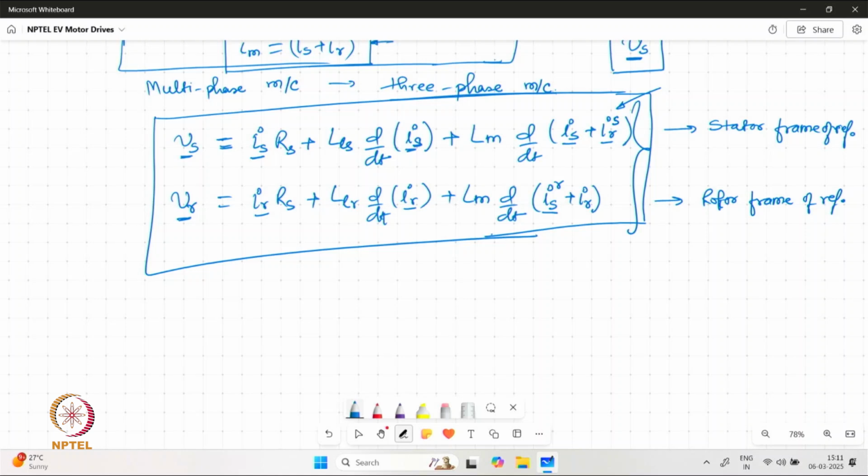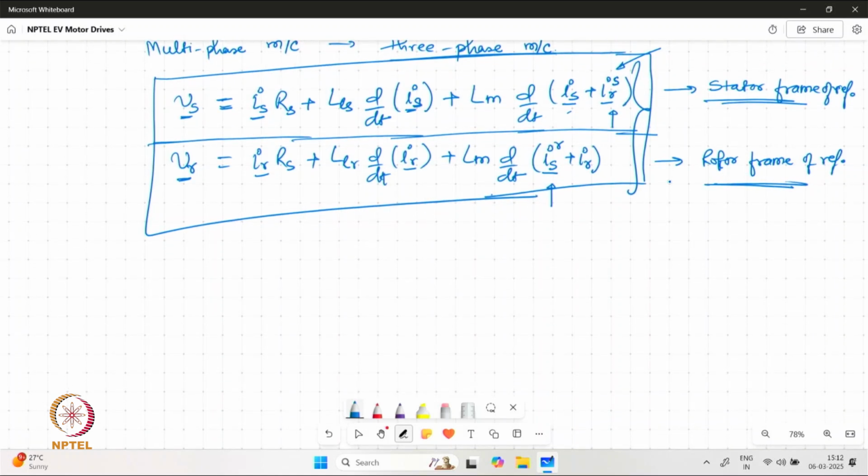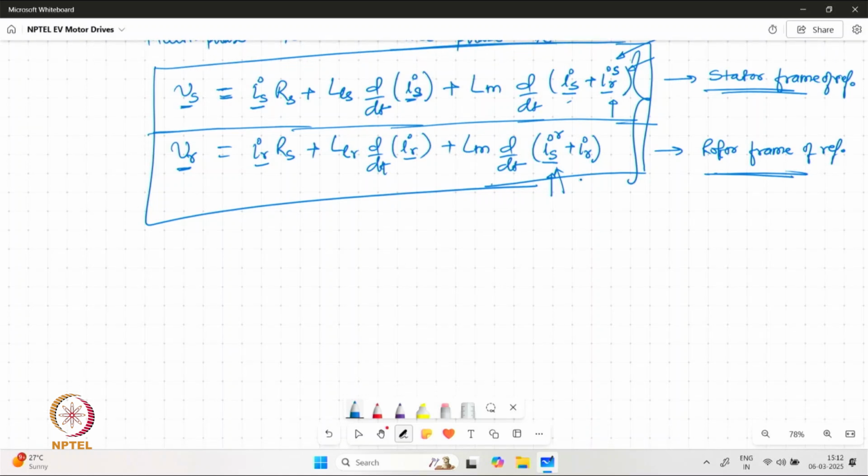So these are my equations, and we need to be sure that these two equations are written in two different frames of reference, which is why we have quantities given with a superscript which are appearing from a different frame of reference. So we can plug in the expressions derived for these transformations, and we can simplify the equation in terms of the rotor angle.